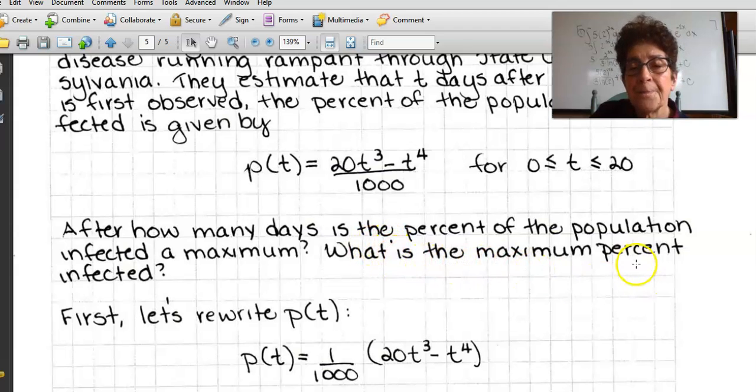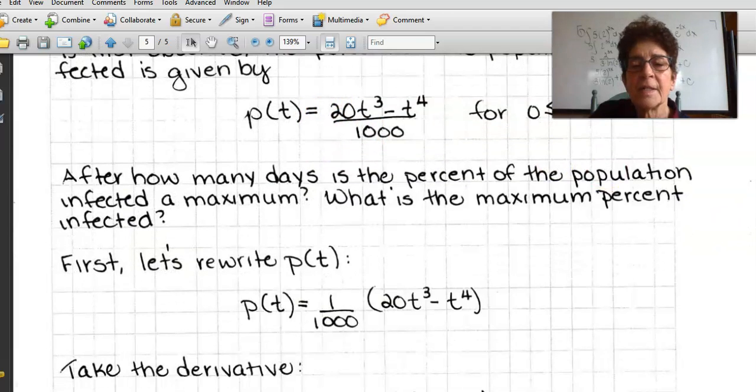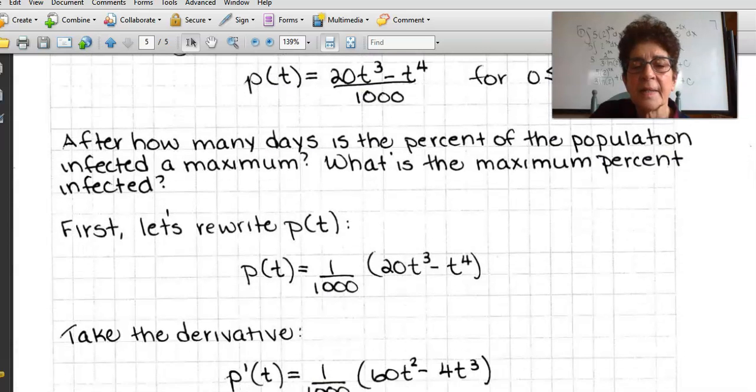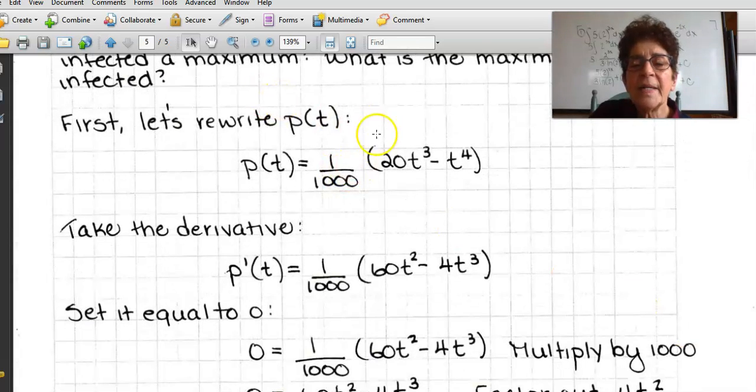So let's first rewrite P of T, okay, and we're going to do that by bringing out the 1,000 in the denominator. We're going to write that as 1/1000th as a coefficient. That just makes it easier to do calculus. We're going to take the derivative on this, okay, we'll bring the constant through and then use the power rule here. 3 times 20t is 60t squared, and 4 times t to the 4th, 4t cubed. Then we're going to set it equal to 0.